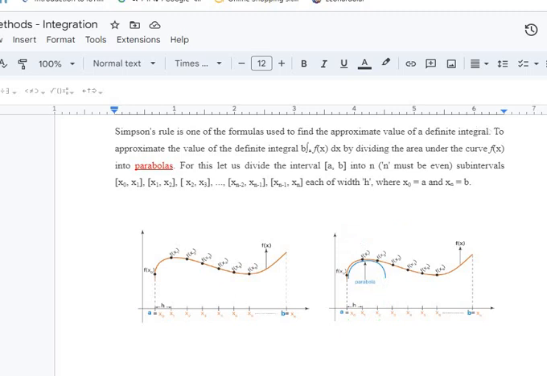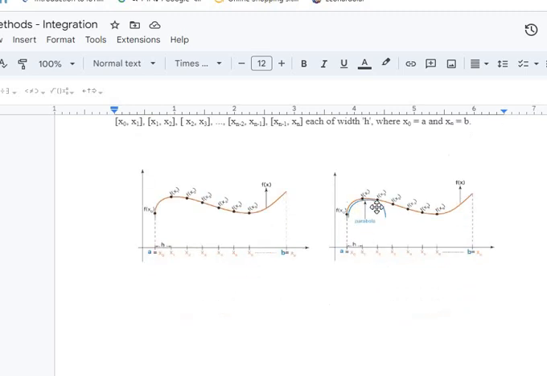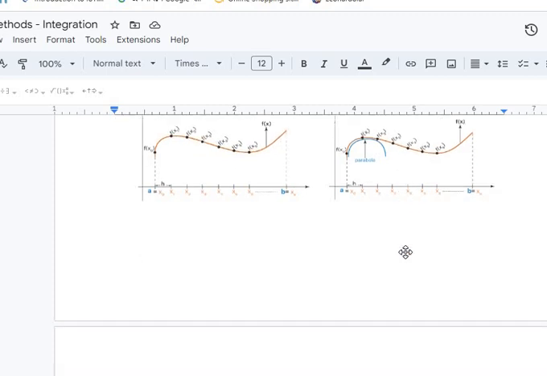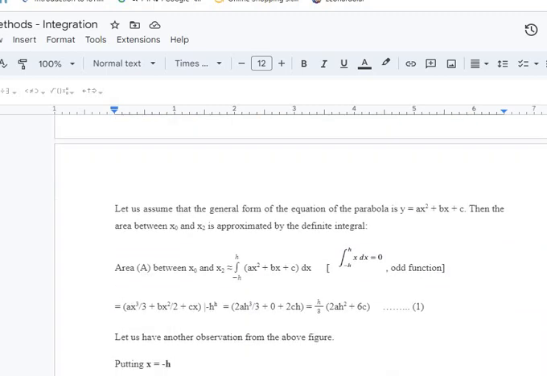Now to do these things, we're going to consider the simplest equation, the simplest equation of a parabola. So what is the simplest equation or generalized form of a parabola? The generalized form of a parabola is given by ax square plus bx plus c, a general form.